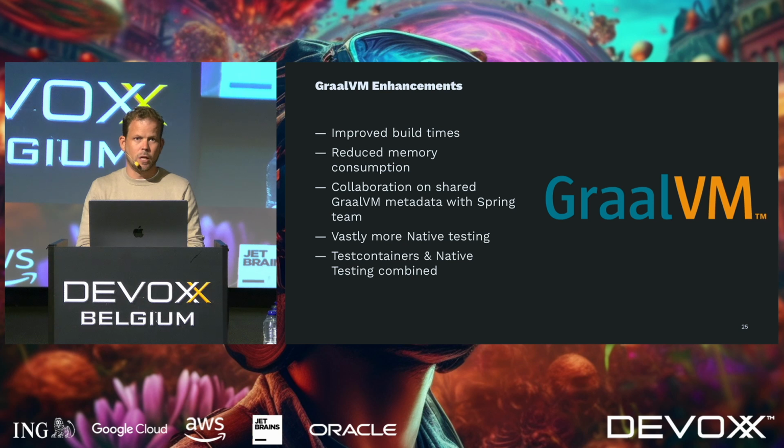So for GraalVM, we have improved build times, reduced memory consumption, and we collaborated with the Spring team on GraalVM metadata. So all of the metadata that is included in Micronaut for GraalVM for any third-party libraries. Micronaut doesn't need metadata for itself, but for third-party libraries, whether it be Kafka or MySQL, or whatever. The GraalVM metadata to make those libraries work natively to deal with their cases of reflection.